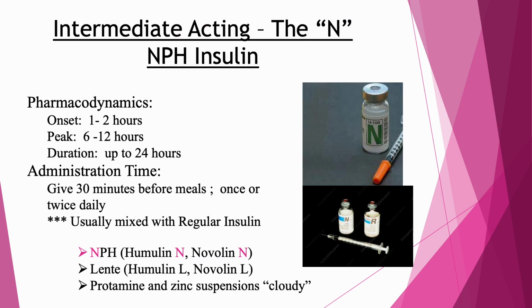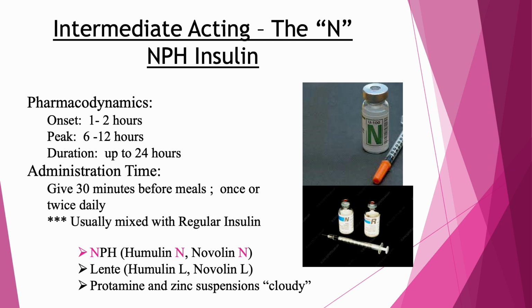Moving on to your basal insulins, your intermediate acting, the N insulin, we call it NPH. This one's going to last longer, so onset is 1 to 2 hours, peak is at 6 to 12, and duration is up to 24 hours. This one should be given, as a rule of thumb, 30 minutes before meals, even though it doesn't have an onset of 1 hour. And this one is the only insulin that is usually mixed with regular insulin.